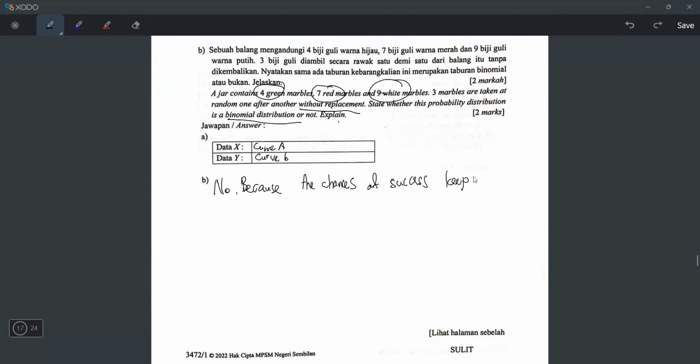Or you can also say because it's a dependent event. If the probability does not change, means it's independent events. But if it keeps changing, then it's dependent. So that's how I will write. Okay, so no, it's not a binomial because the probability of success keeps changing.